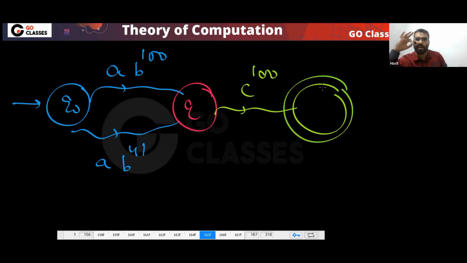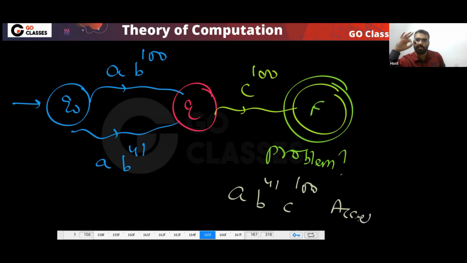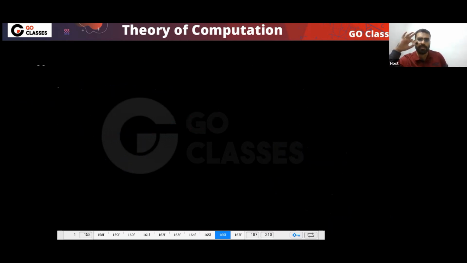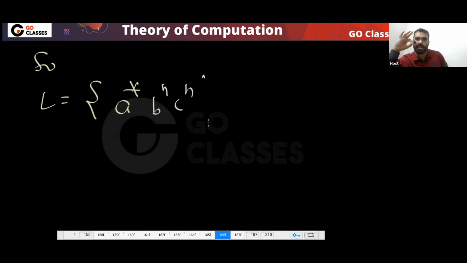And if I go to a final state, then there is a problem. What is the problem? a b power 41, c power 100 is accepted. So that is also a problem. Whatever you do, there is a problem, correct? So this language, a star, b power n, c power n, where n is greater than or equal to 0, is non-regular.